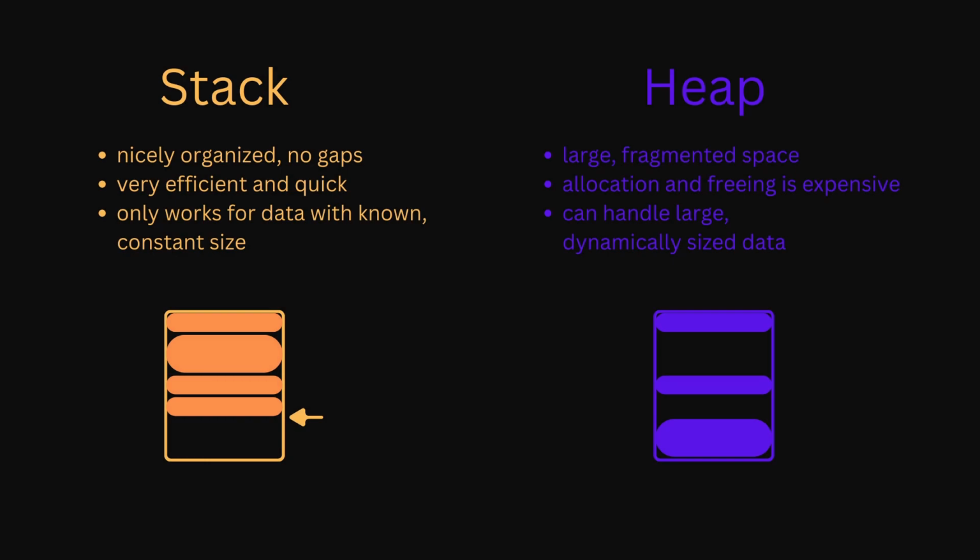The stack is a nicely organized data structure that has no gaps in it. Therefore, it can operate very efficiently and quickly, but its downside is it only works for data with a known constant size. As soon as we have data that is dynamic in size, we need to go to the heap. The heap is a large, fragmented space where allocation and freeing is quite expensive, because we always need to look for those gaps instead of knowing exactly where to store it. However, the advantage is the heap can handle large and especially dynamically sized data.